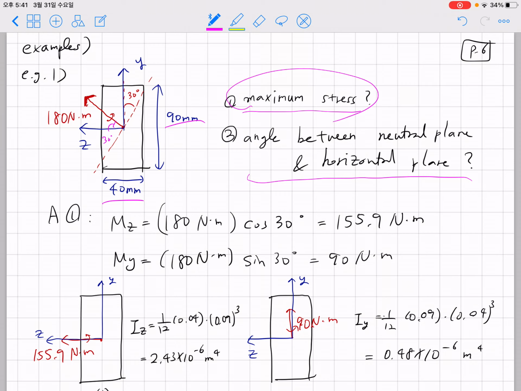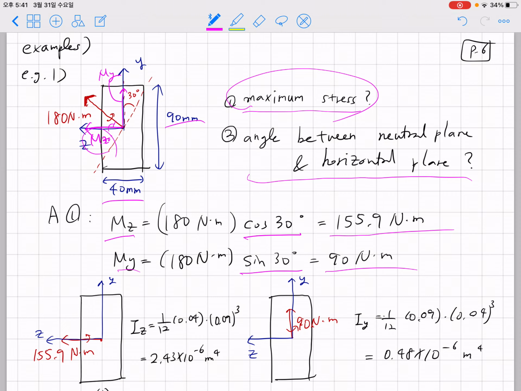To do so, as I told you, we have to decompose M into two parts, the Mz part and the My part. Regarding the Mz part, we have to do a cosine 30 degree calculation, and regarding My, we have to do a sine 30 degree multiplication. After multiplying this factor, Mz turns out to be 155.9 and My turns out to be 90 Newton meter.